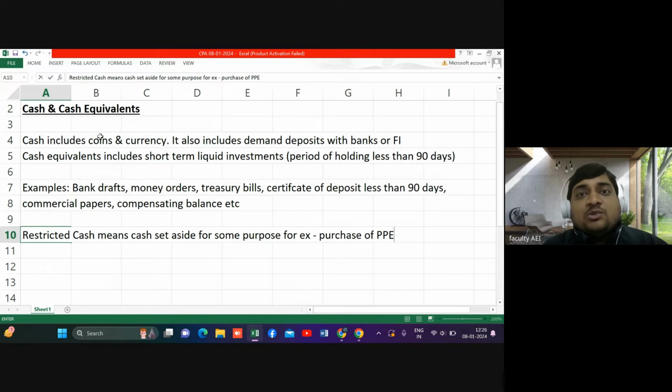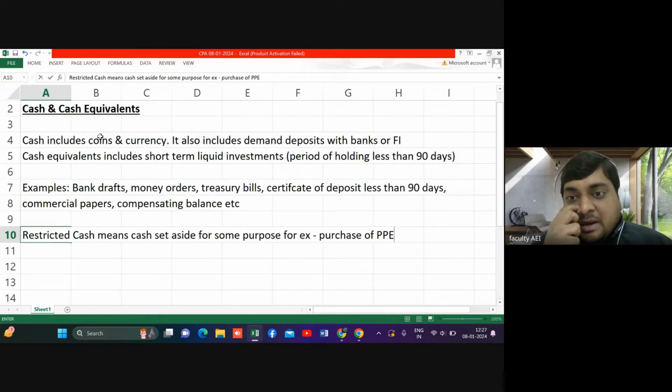We have done in our +2 level that every property, plant and equipment, any plant and machinery which we purchase, needs to be replaced after a certain number of years, right? So again, we have to arrange for these funds. So every year, what we do, we set aside some part of money so that at the end of its useful life, we can buy the new one, right? That's a sinking fund method of depreciation, right? So we have done this thing in our +2 level. So whatever cash we are setting aside, that is restricted cash, right?